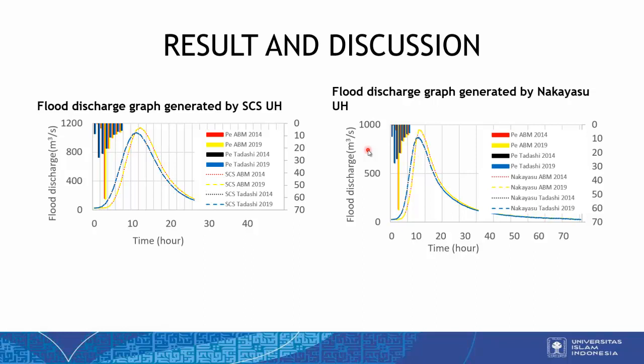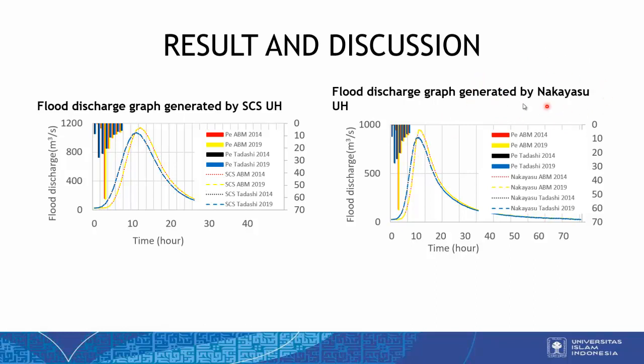This one, the result of the investigation, the flood discharge. The left one is the flood discharge generated by the SCS unit hydrograph. We can see that the flood peak from ABM method is higher than the flood peak from the Tadashi Tanimoto method. On the right side, for the Nakayasu unit hydrograph, we also obtained a similar result that the ABM method will cause higher flood discharge than the Tadashi Tanimoto method. Overall, if we compare between the unit hydrograph of SCS and the Nakayasu, we can see that the value of the peak flood that was generated by the SCS unit hydrograph is higher than the peak flood that was generated by the Nakayasu unit hydrograph.